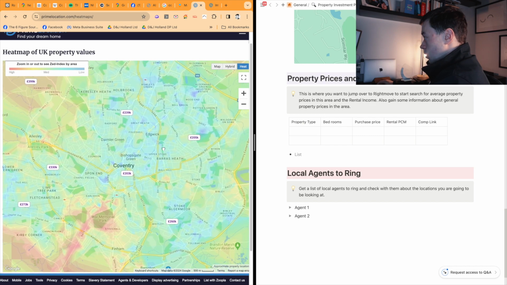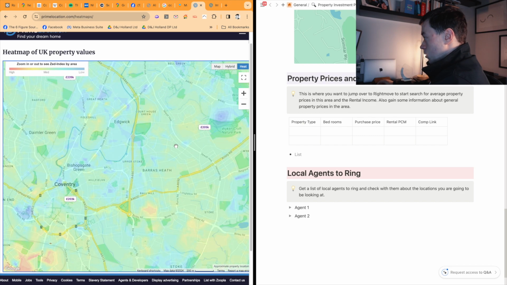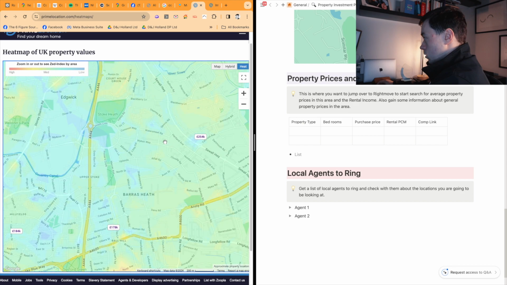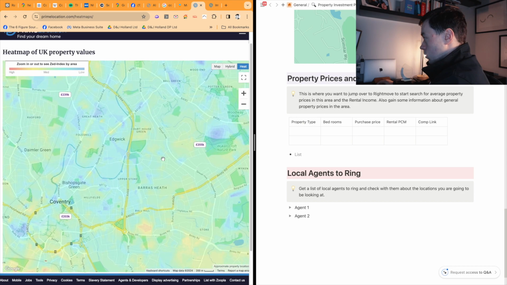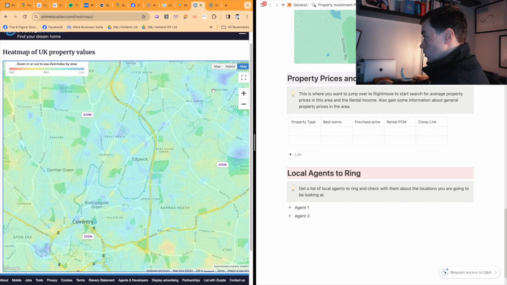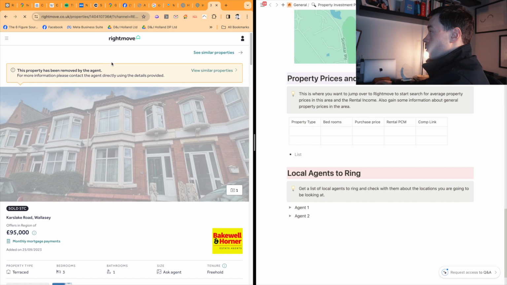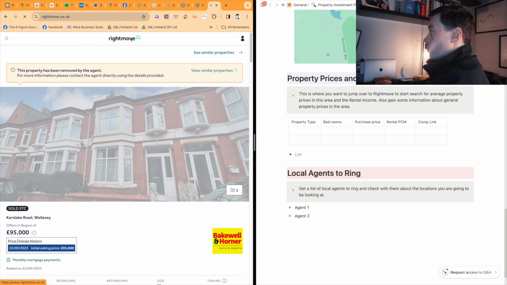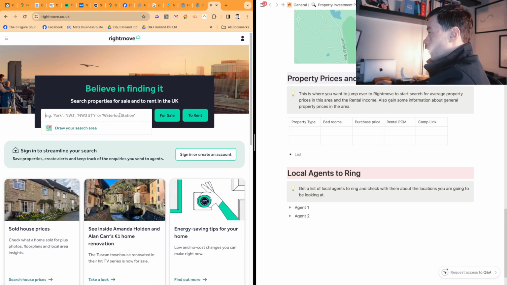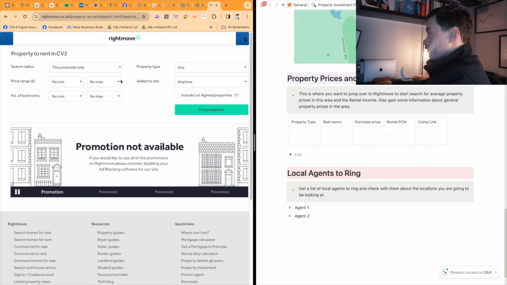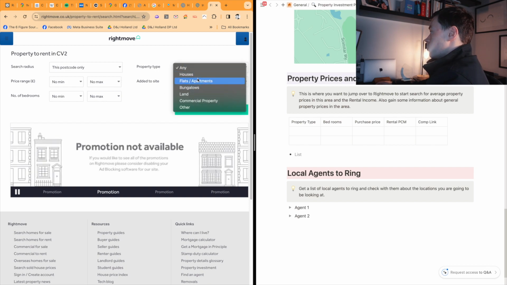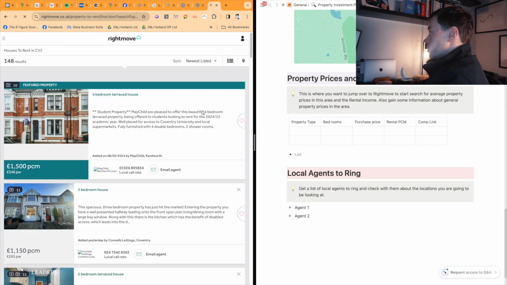Where else did we like? In fact, what we can do is we can go to Rightmove and reverse engineer it. We can find where stuff is for rent. So let's go CV2 to rent. It's postcode only. Property. Let's go for terraced just to keep stuff simple.